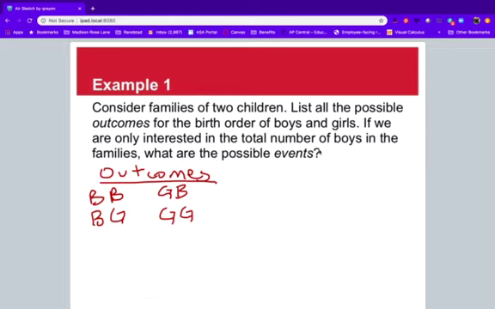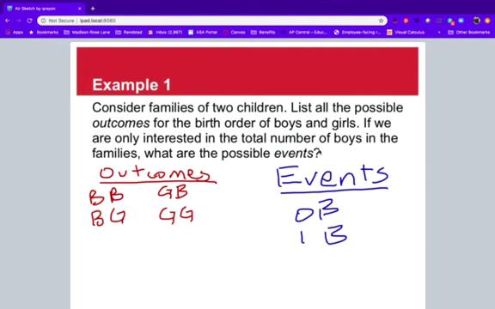And then it gives us an event, which is the total number of boys. So you could have 0 boys, 1 boy, or 2 boys. And those are all the possible events in that scenario.